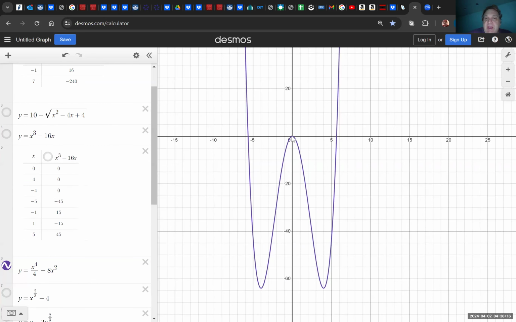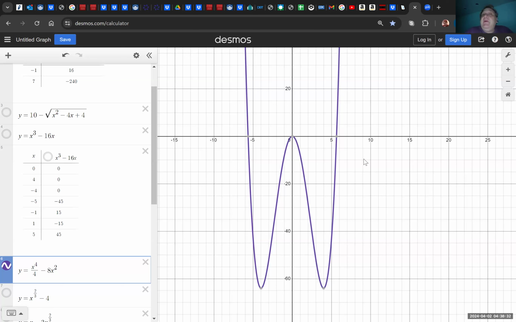It has a local maximum at x equals 0 right here, has a local minimum at x equals -4, and a local maximum at x equals +4. So that can be verified here on the graph. And there are no other maximums or minimums anywhere. It just keeps going on.